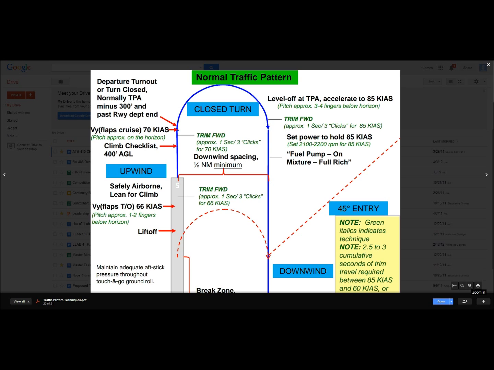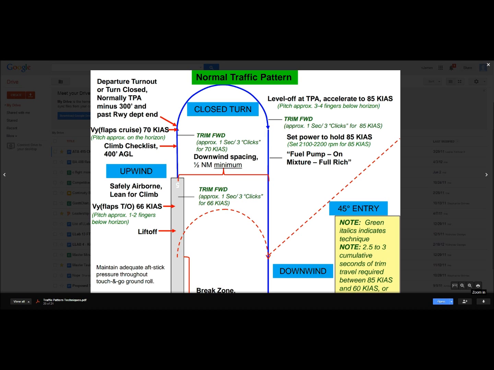It's the military overhead pattern for takeoffs and landings, basically, so traffic patterns at an airport. This is just gee whiz stuff that you really don't need to know, but it's kind of fun to play with and see how it works. And this is what we do in the military in terms of our cleared airfields that are able to do this. And these are some of the procedures that we do.